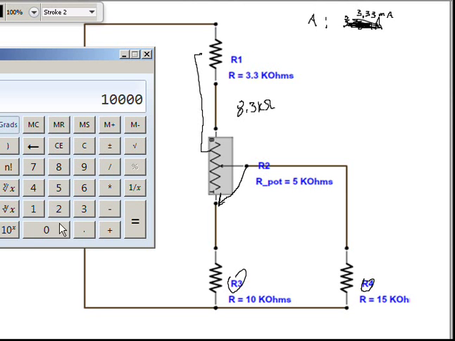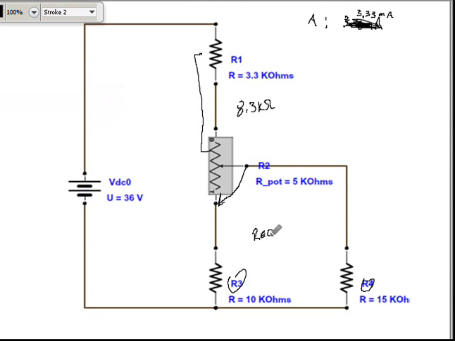So 10,000, 1 over X, plus 15,000, 1 over X, equals, okay, so there is my total conductance. Now I'm going to invert it again, or take the reciprocal, to get the total resistance, or the equivalent resistance. So in this case, my equivalent resistance is 6K ohms. Now my total resistance, since it's a series circuit, is going to be 14.3K ohms.